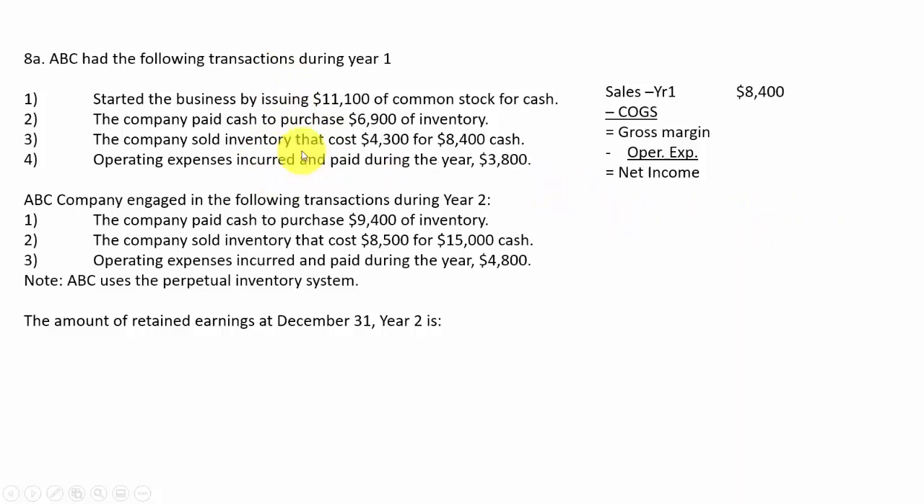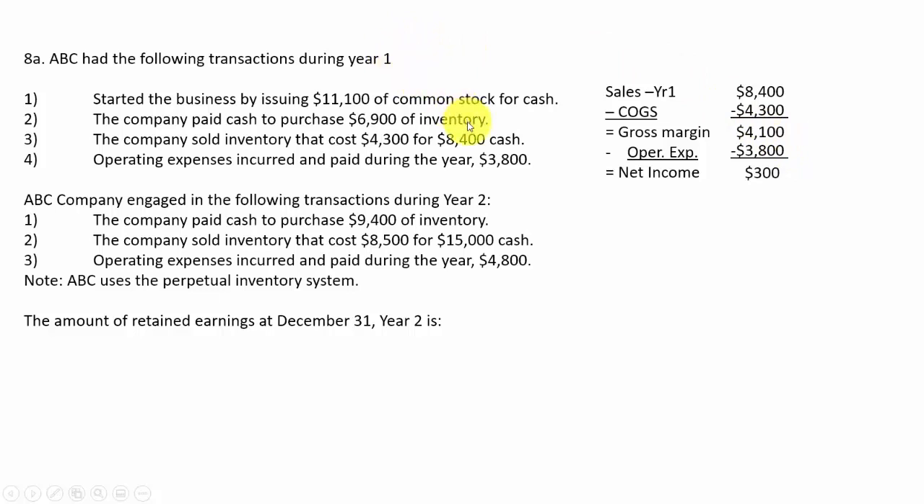Sales of $8,400. That came from part 3 of the question, where the company sold inventory at a cost of $4,300. They sold it for $8,400, so that's sales of $8,400. The cost of inventory is $4,300, so it's subtracted off. We get gross margin of the difference, which is $4,100. Now we'll subtract off operating expenses, which would be $3,800. Now we have net income of $300. That's the only thing that's going to affect retained earnings from year 1's information. So we have an ending retained earnings balance in year 1 of $300.